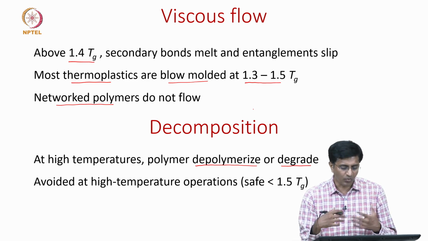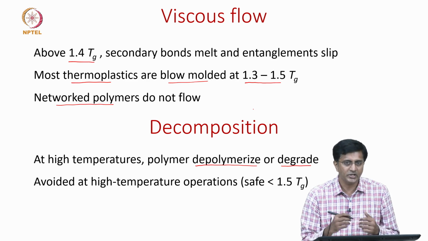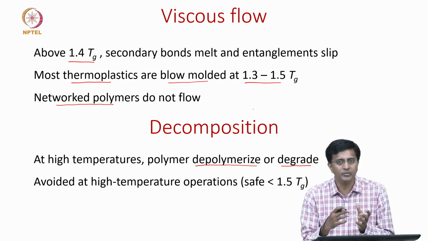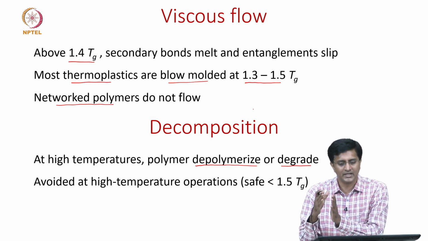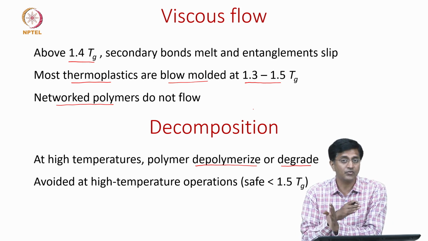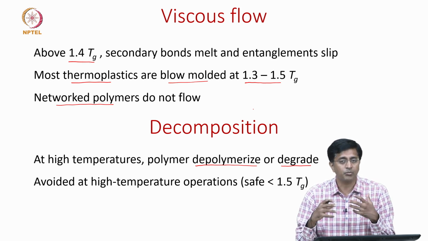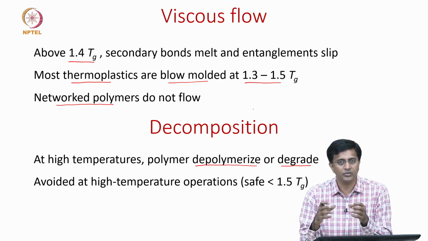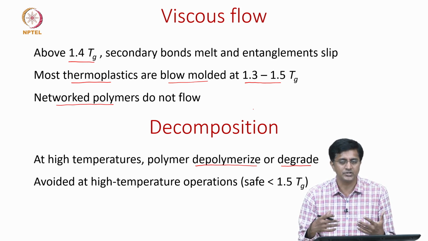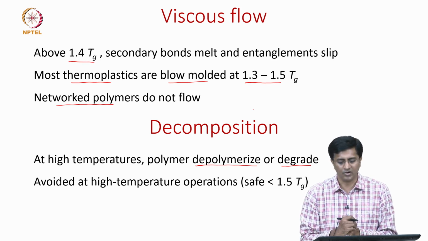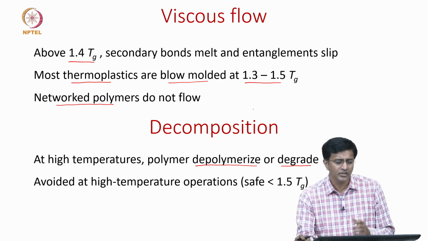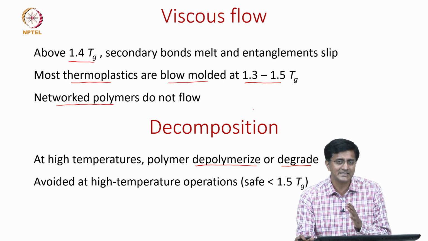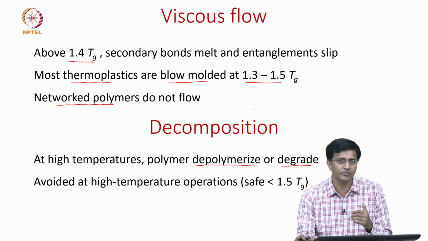So usually we avoid this decomposition, especially when we are using a particular polymer at high temperatures. We try to choose these temperatures such that they are slightly below the decomposition temperatures, because once decomposition happens the properties of the polymers degrade, and the strength and stiffness of the polymers is very low. It cannot sustain any of these loads to continue with its operation. Okay. With this we complete the different stages or the different regimes which a polymer can take depending on the temperature.